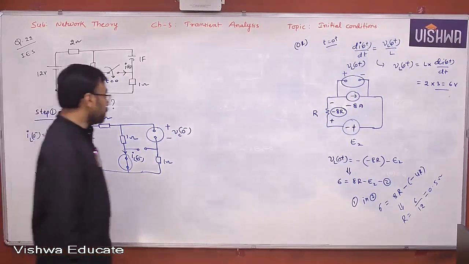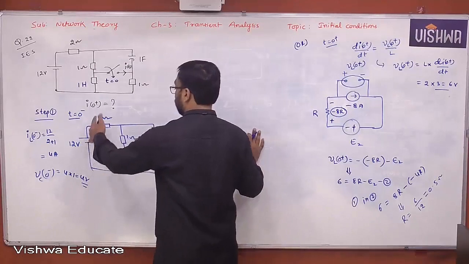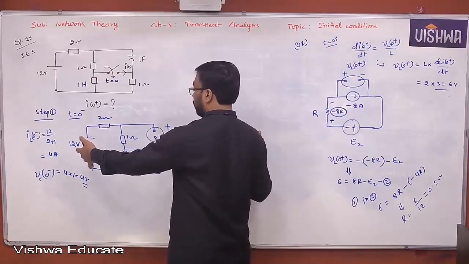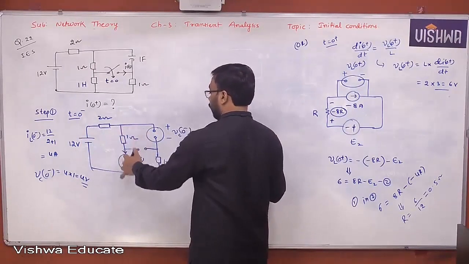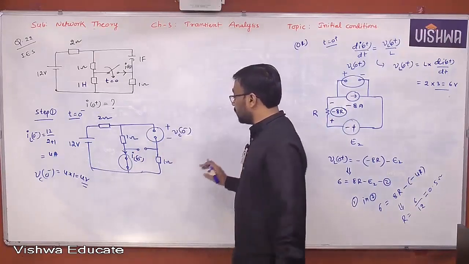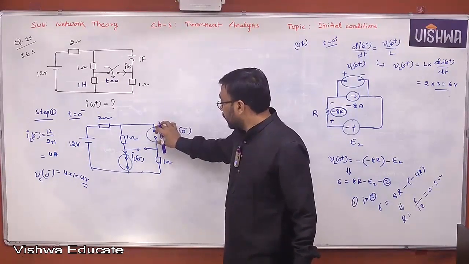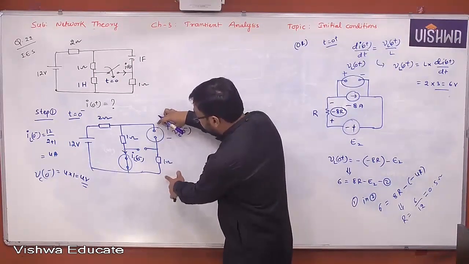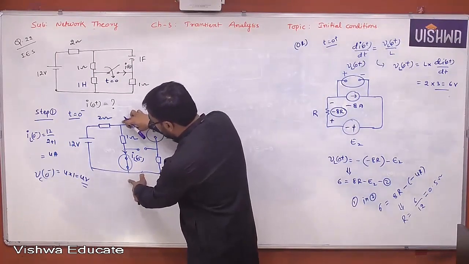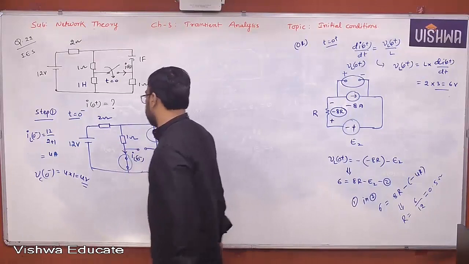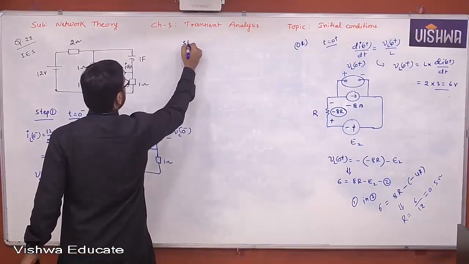Got it, all of you? 12 by 3 ohm, nothing but 4 ampere. And 4 into 1, nothing but VC of 0 minus. Because it is open, the voltage across these two terminals is nothing but the voltage across 1 ohm. That's it. Now let's go for step 2.